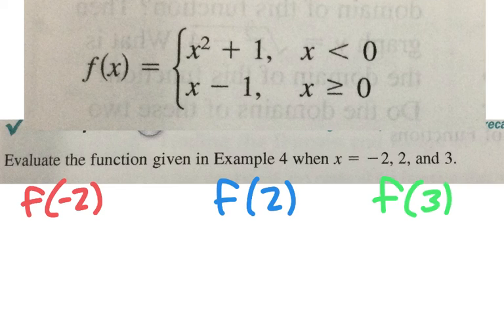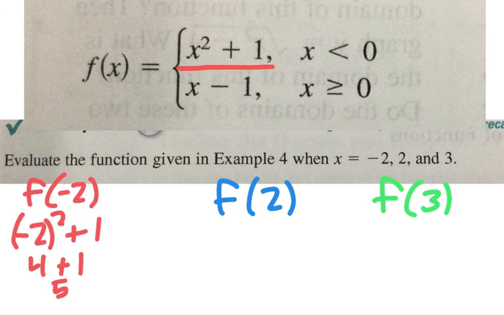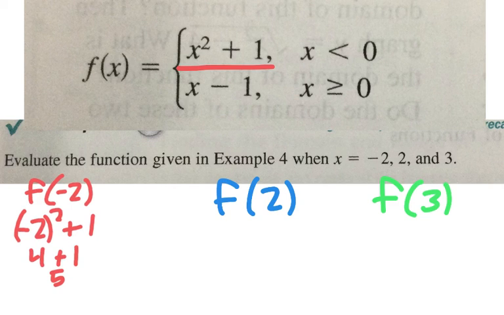-5. So which function did you plug into? Plug into the top one. Negative 2 squared plus 1 should be 4 plus 1, which is 5. That's correct. Any questions on that one?